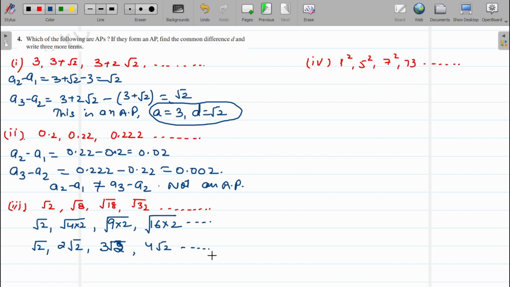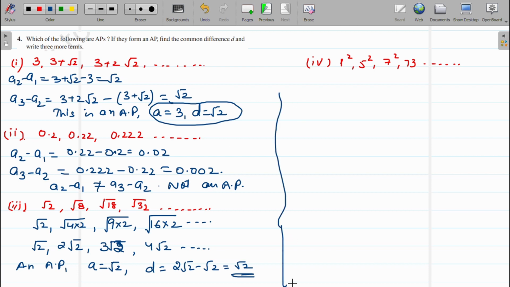And by now you must be clear that it's clearly an AP with first term A equal to root 2 and D equal to 2 root 2 minus root 2, which is root 2. You will get the same difference from 3 root 2 minus 2 root 2 also, right?